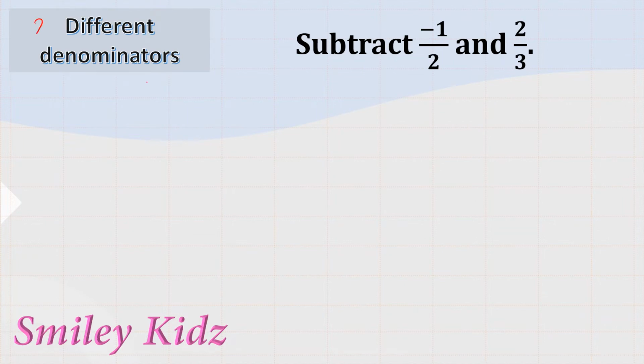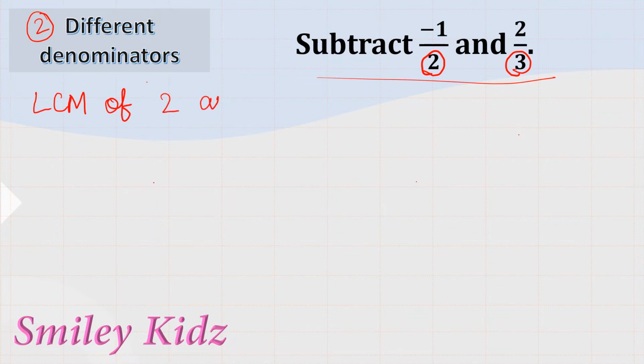Now let's see few examples on the second case, different denominators. Here is our example. Subtract minus 1 by 2 and 2 by 3. So here we are having different denominators. So first we need to make these different denominators into same denominators in order to subtract. So we'll be taking the LCM of 2 and 3, which is equal to 6.